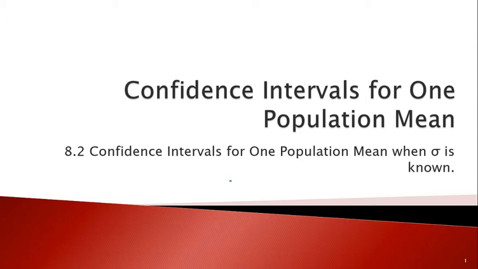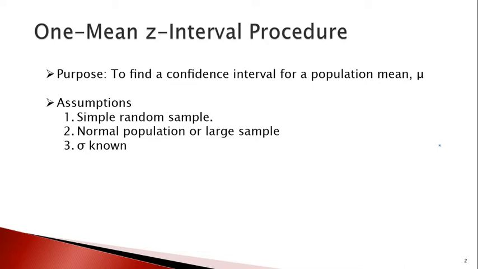Okay, today I'm going to do chapter 8.2, which is confidence intervals for one population mean when sigma is known. This is really important when sigma is known. What is sigma? Standard deviation. There are a few things you should know before we go into this section.